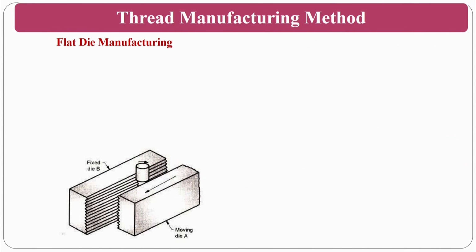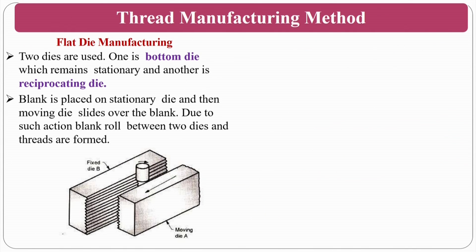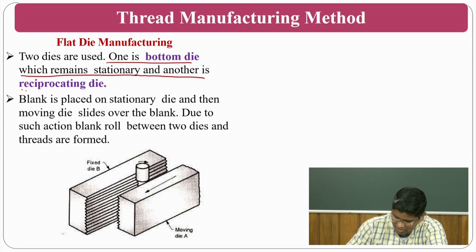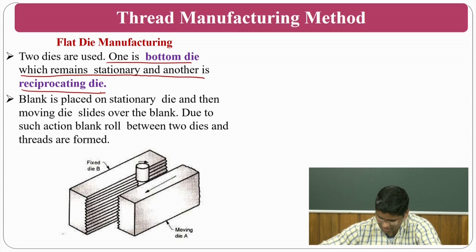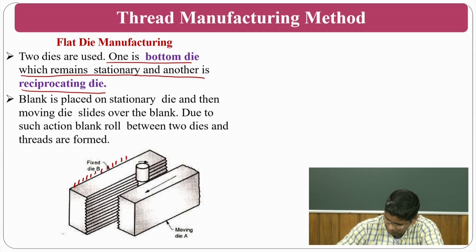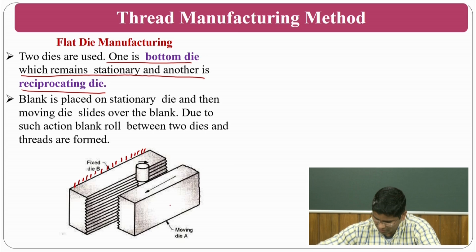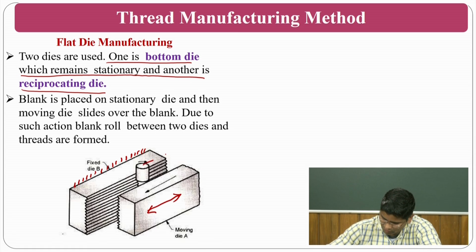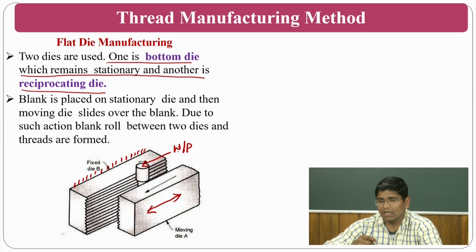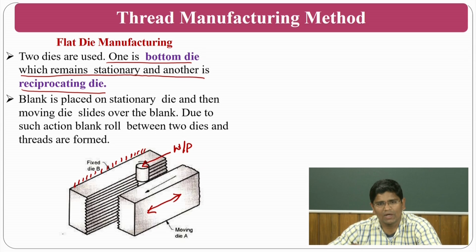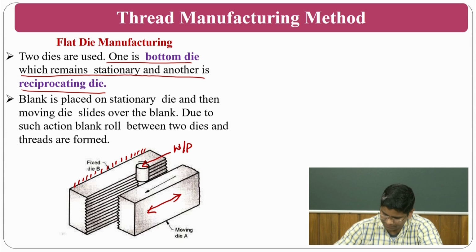This is called the flat die manufacturing process, where two dies are used. One is the bottom die, which remains stationary, and the other is a reciprocating die. This is the fixed one and this is the moving one. So, you can reciprocate here, and this is your workpiece. The threads are formed on this by a metal forming process, where chip is not there.